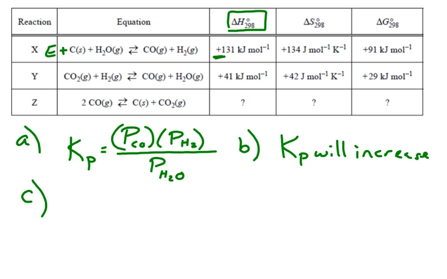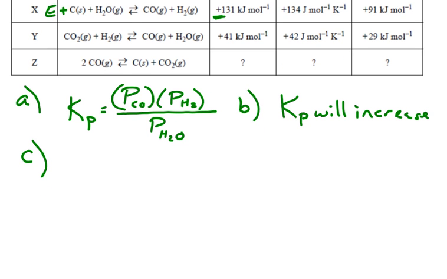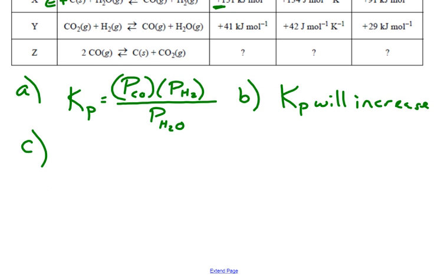Letter C, for the reaction Y at 298, and they're all at 298, is the value of Kp greater than 1, less than 1, or equal to 1? Justify your answer. Interesting. So, what is it if it's equal, greater than, or less than 1? So what it's asking is this idea of 1, okay? Is it greater than, less than, or equal to? Think about this for a second.